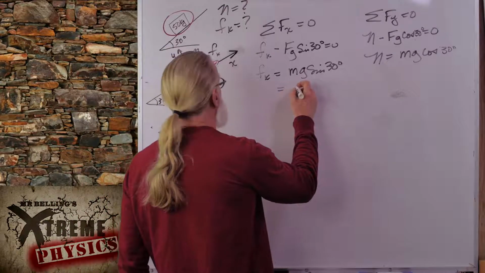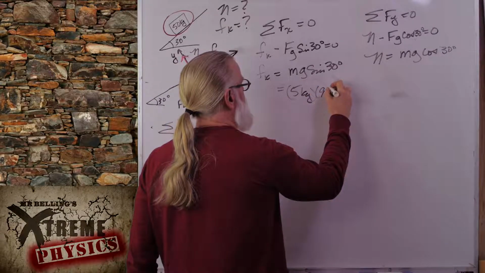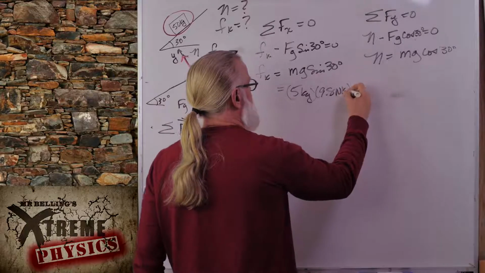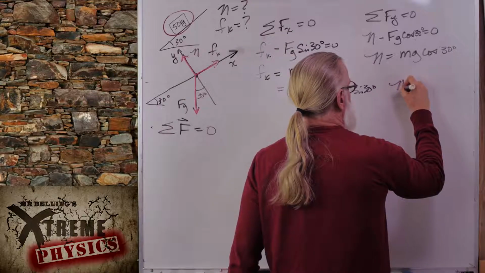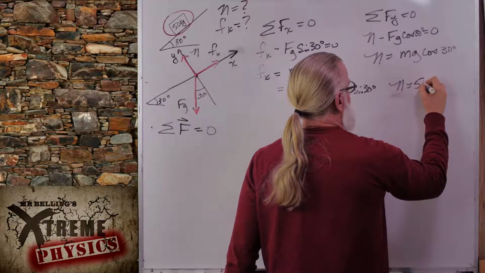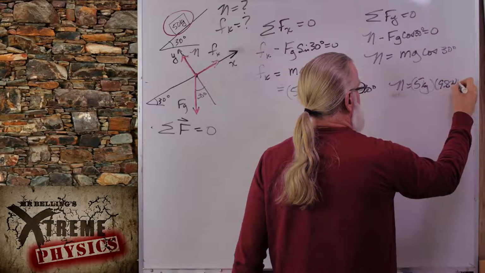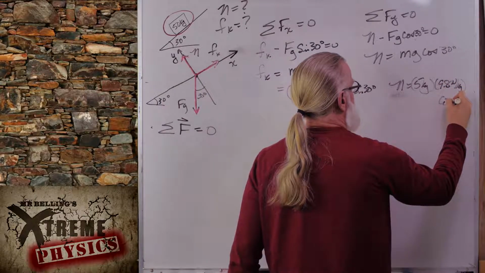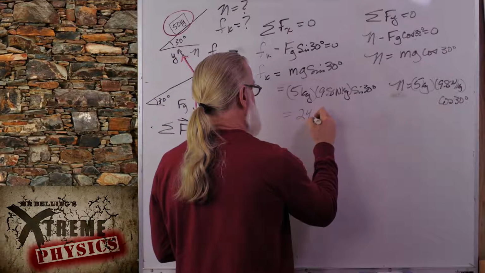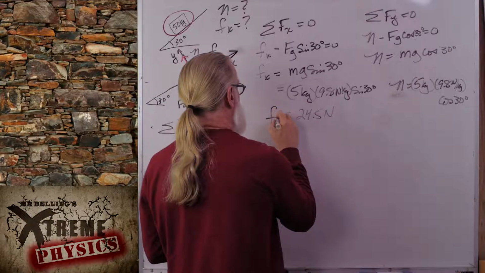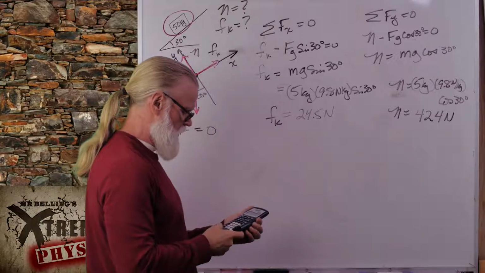Then we plug our numbers in. That was easy. 5 kilograms, 9.8 newtons per kilogram, sine of 30 degrees. Normal force equals 5 kilograms, 9.8 newtons per kilogram times the cosine of 30 degrees. All right, I got 24.5 newtons for friction, and 42.4 newtons for the normal force. All right.